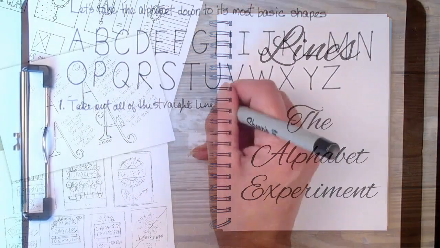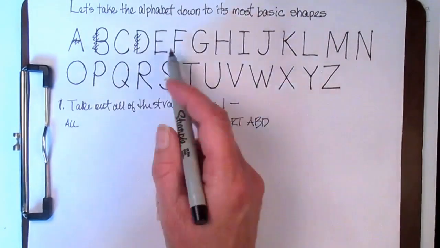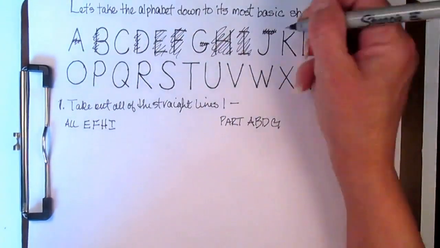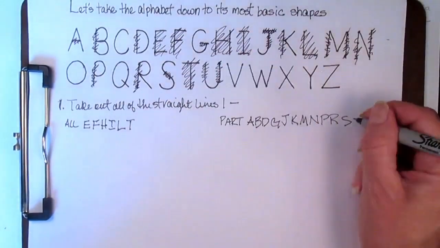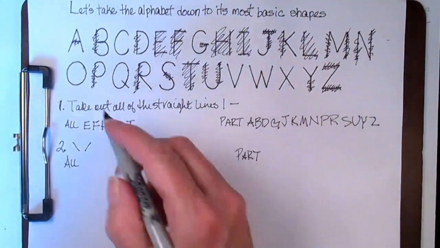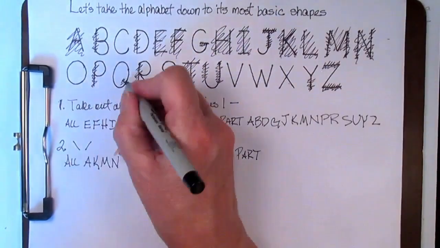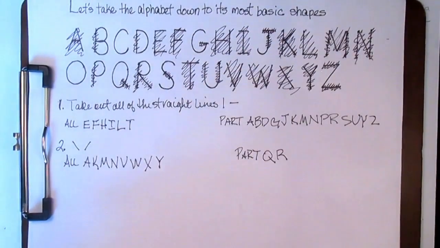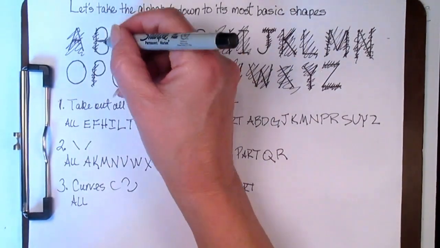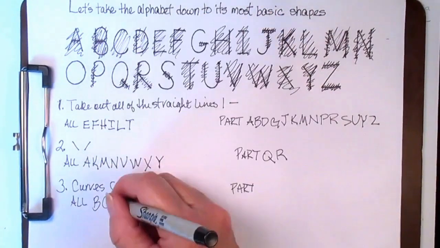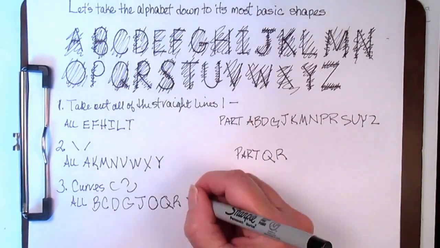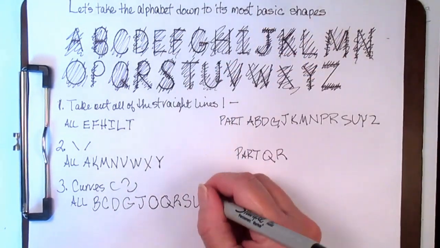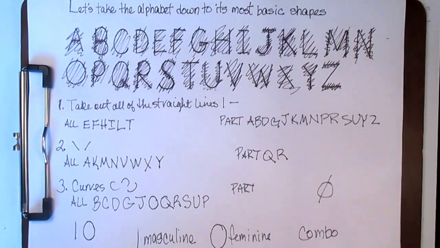In this experiment, I mark out all of the straight lines, and then I go back through and mark out all of the curved lines. And when the process is finished, what are you left with? Well, the answer is nothing at all. Nothing. Which means that the entire alphabet is only made of straight lines and curved lines. That's it. So if there's any apprehension about creating your lines, don't have them. It couldn't be simpler.